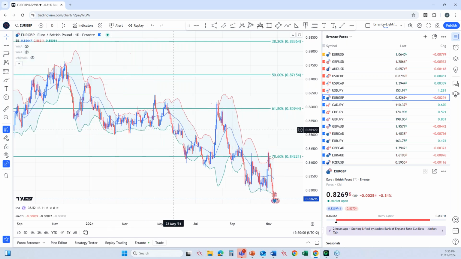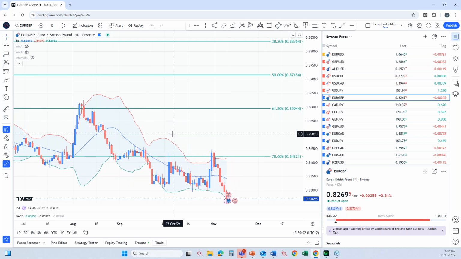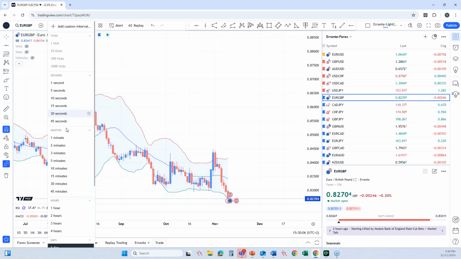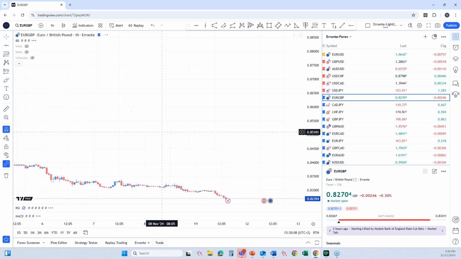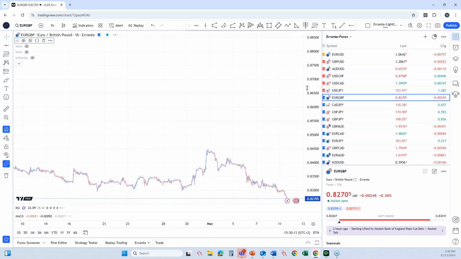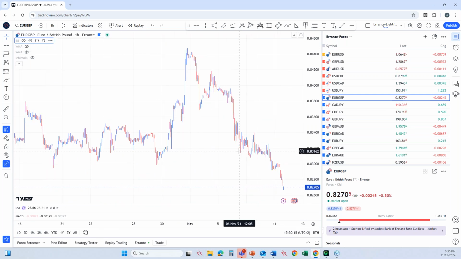How can we define that? For example, here is a very simple strategy you can use. Here you see I have a Euro GBP on my daily chart. So let's move to, for example, the 1 hour chart. Let me just switch off the Bollinger Bands here for a clearer picture.